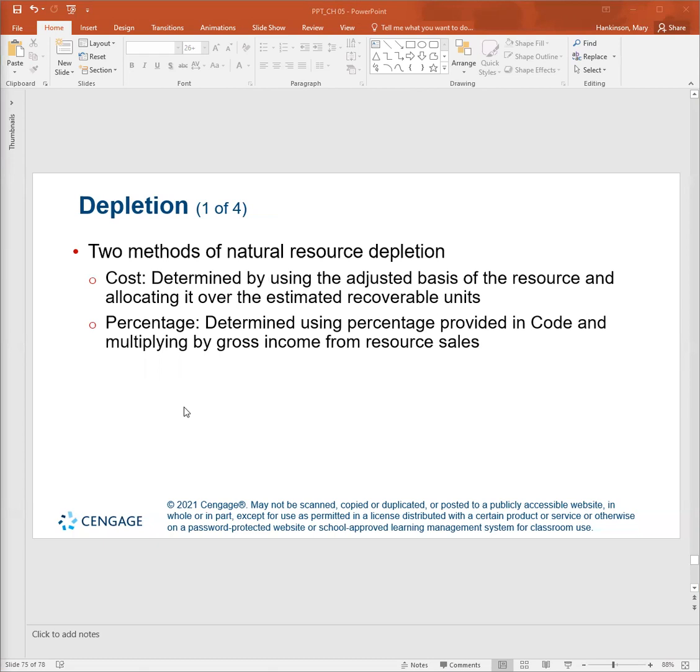So let's talk about coal. Coal is a really good example of this. The basis of the depletable asset is divided by the estimated recoverable units. So you purchased it for $120,000 and it has an estimated 5 million tons. You take the 120,000 divided by 5 million, and that gives you your depletion rate. Then you multiply that rate by how much you actually recover per year, and that gives you your cost depletion.